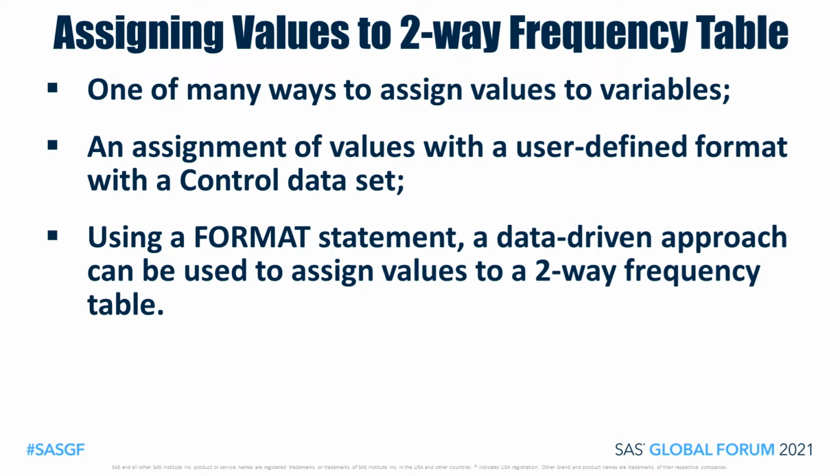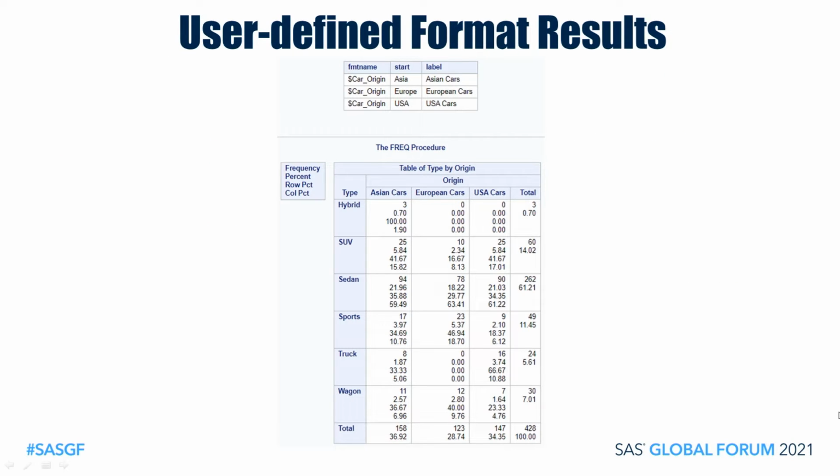One of the many ways to assign values to variables is an assignment of values with a user-defined format with a control data set. And using a format statement, a data-driven approach can be used to assign values to a two-way frequency table. In this data-driven program example, we're going to see how to assign a user-defined format to produce a two-way table using PROC FREQ.